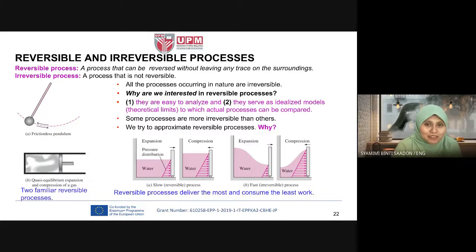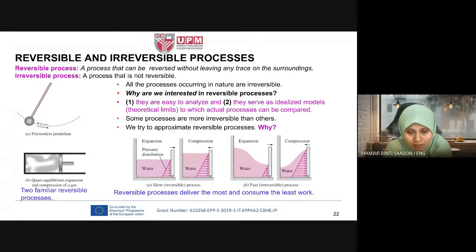Okay, continue with reversible and irreversible process. Like I mentioned just now, the second law of thermodynamics gives you an idea of whether the process can be reversed back or not. So you have to understand this concept of reversible and irreversible process, because later on you'll use another parameter, which is entropy. I will introduce entropy next chapter, next week inshallah.